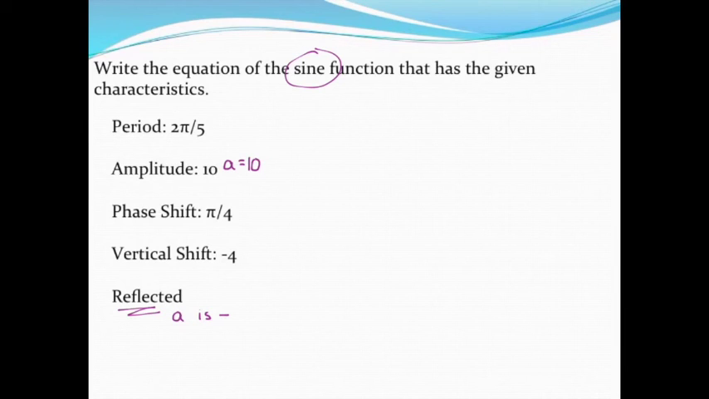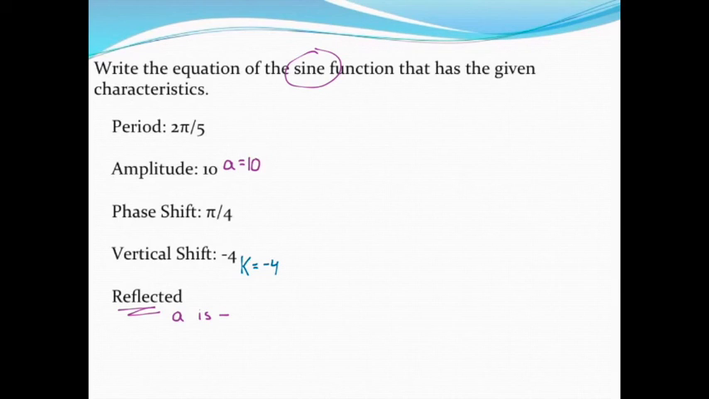One other thing that jumps out at me right away is I see that I have a vertical shift of -4. That tells me the k value, the number at the end of the function. So I'll be subtracting 4 from this function at the end. So there's 3 pieces taken care of right away. All that's left to deal with then is the period and the phase shift.